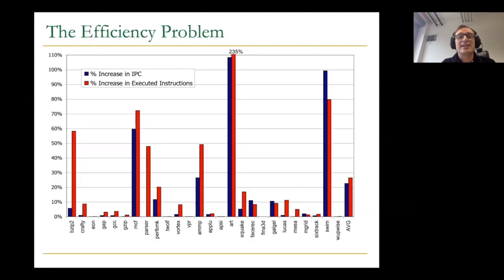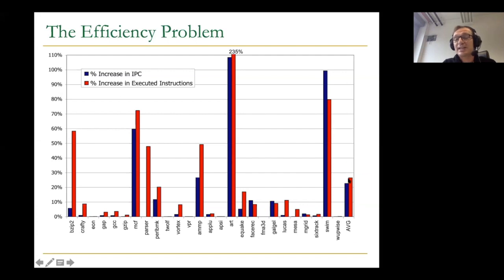Okay, so let's take a look at the efficiency problem very quickly, because this exists in all of the thread-based prefetching mechanisms. And this is in particular for Runahead. And these are some workloads, as you can see. This is the average. Basically, what we're looking at is the percentage increase in performance in single thread and the percentage increase in executed instructions.